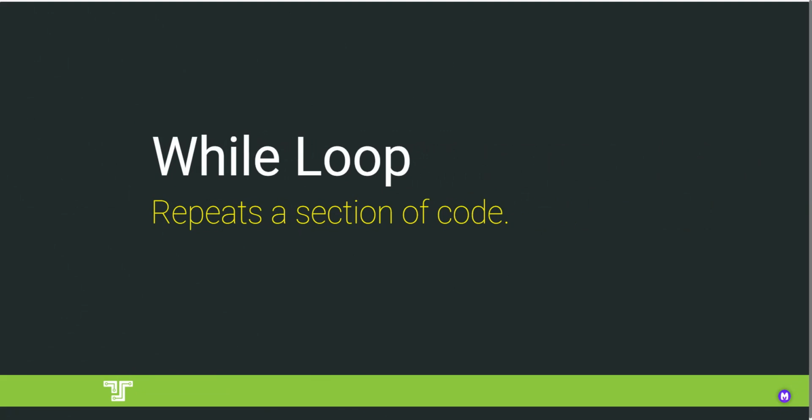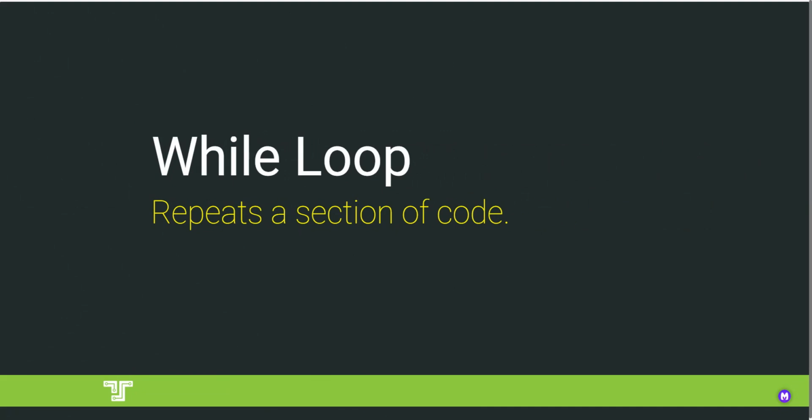A while loop repeats a section of code, which lets us avoid writing the same code multiple times, because we all love that. We can also keep doing something even if we're not sure how many times we should repeat it. An example would be if a user is entering a password, it will repeat asking them for the password until they get it right.